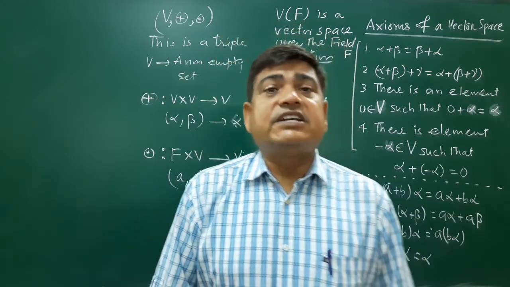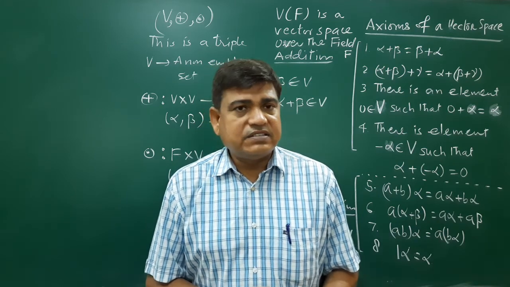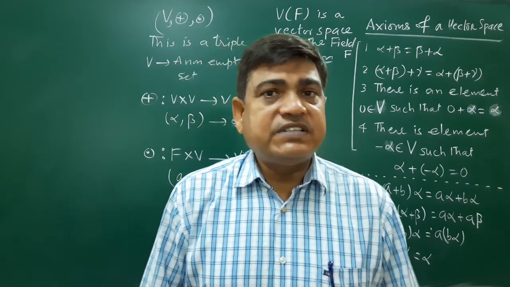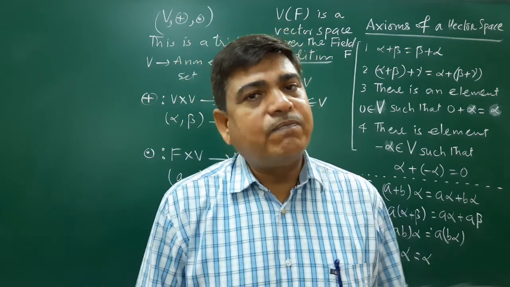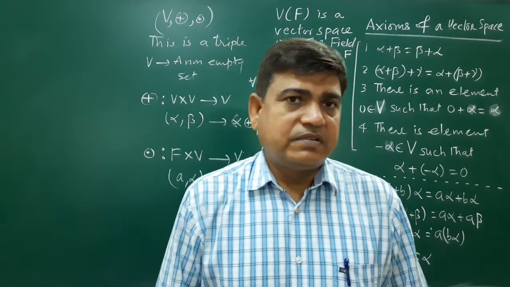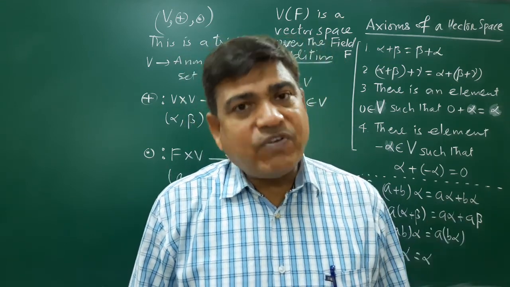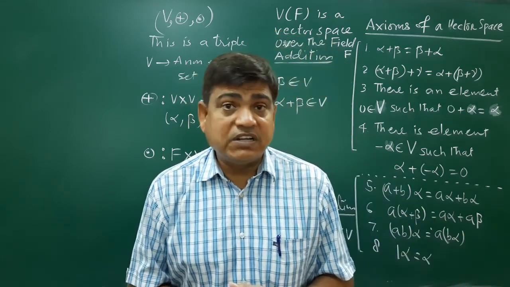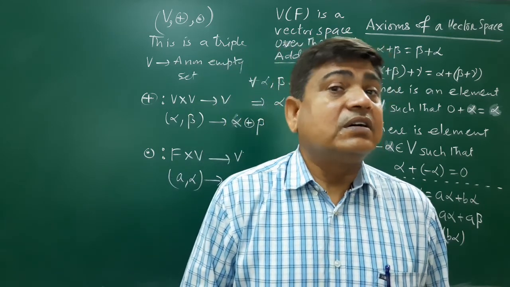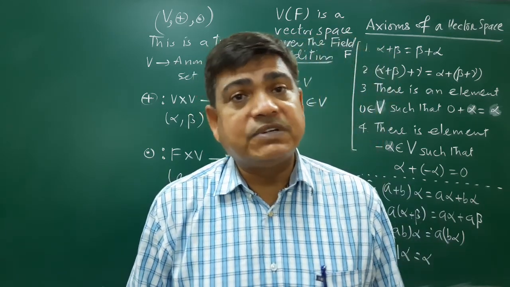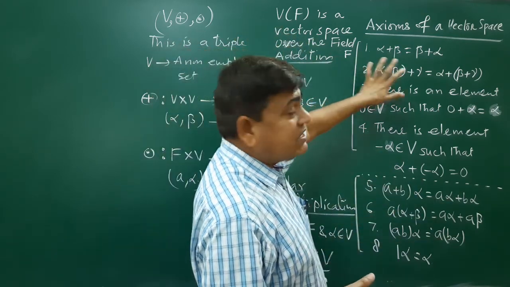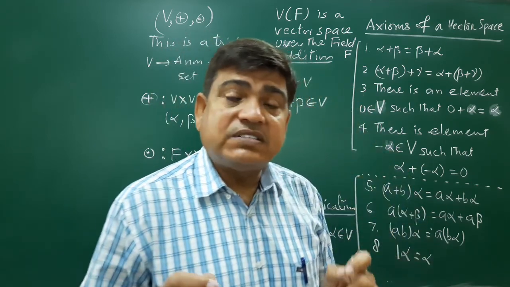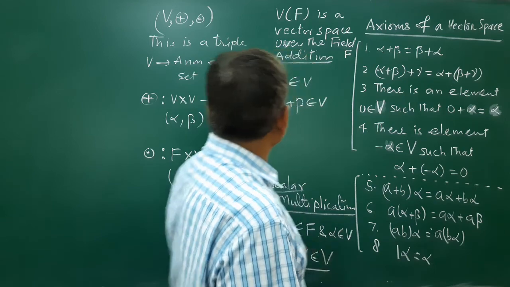If F is a set of real numbers, then we can say this is a vector space over real numbers, that means a real vector space. If F is a set of complex numbers, then we say it is a complex vector space. If it is given a particular field, then we will mention it. Otherwise, if it is not given, we always consider the field as the set of real numbers. So here I say this is a vector space. It means V is a vector space over the set of real numbers.